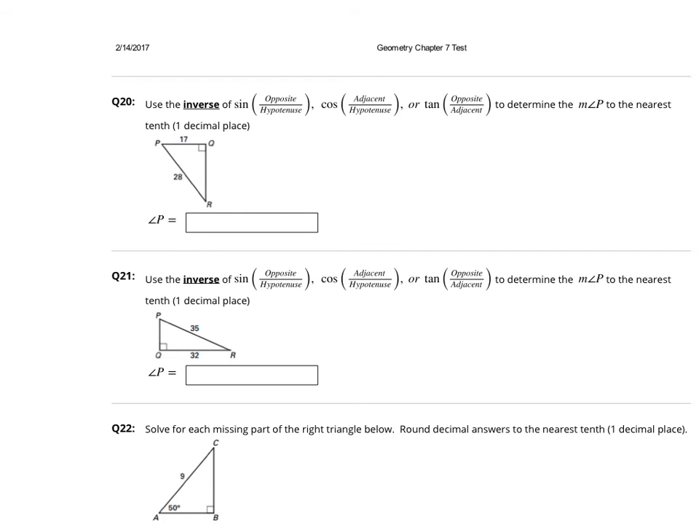Number 20 and 21 are the exact same as 19. Again, label your parts first. Here's my hypotenuse. And they want to know angle P. So I would make this the opposite. 17 is the adjacent. We also want to know angle P in 21. Again, label your points. There's my hypotenuse. This would be my opposite, and this would be my adjacent.